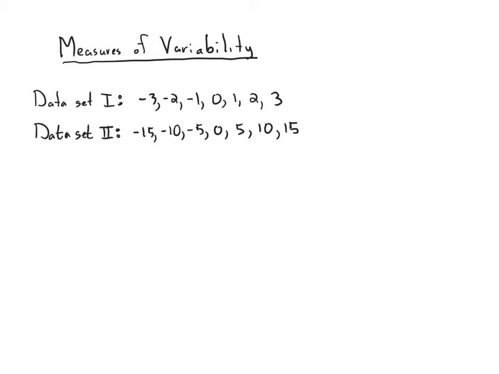So imagine we have these two data sets, data set 1 and data set 2. If we use the idea of measures of center to describe this data, what do we get? Pause the video now and have a quick go at working out both the mean and the median for both data sets.